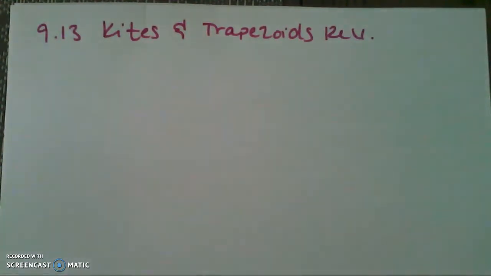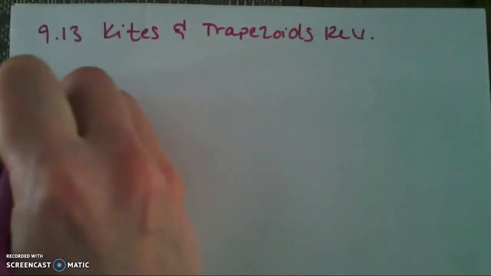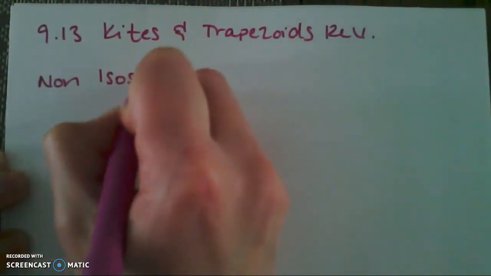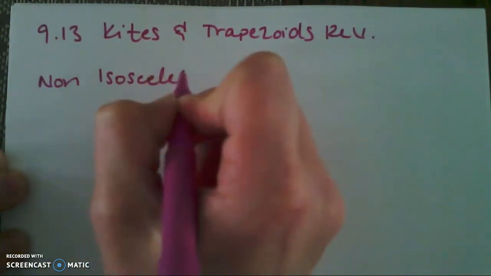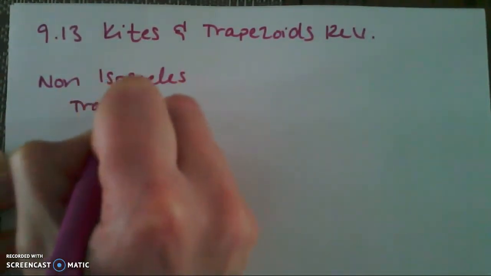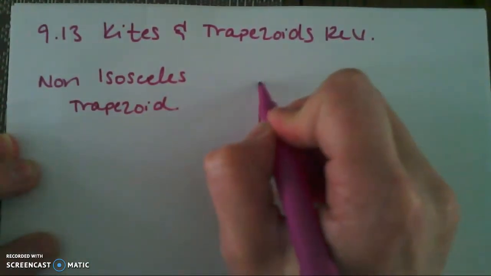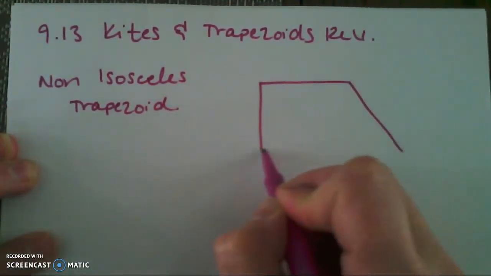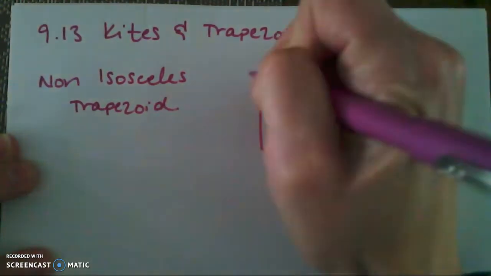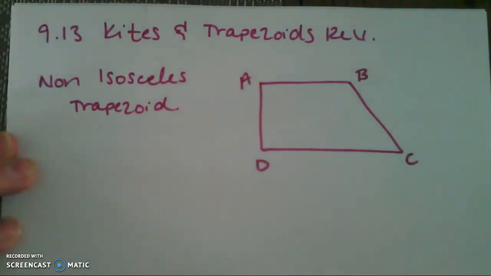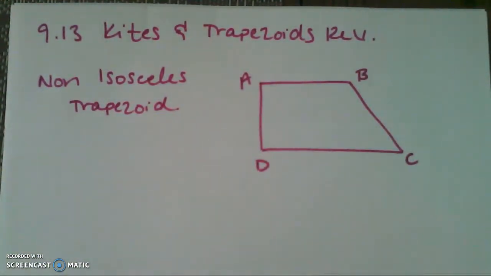First one we're going to talk about is the non-isosceles trapezoid. And again, this is a recap, so you guys should have all of this somewhere already. Non-isosceles trapezoid. Don't forget when you guys are labeling your quadrilaterals that you need to label them clockwise. So I'm going A, B, C, and D. So this is a non-isosceles trapezoid. There are only two properties associated with non-isosceles trapezoids.